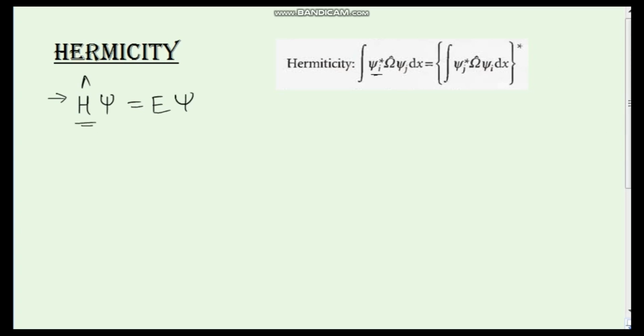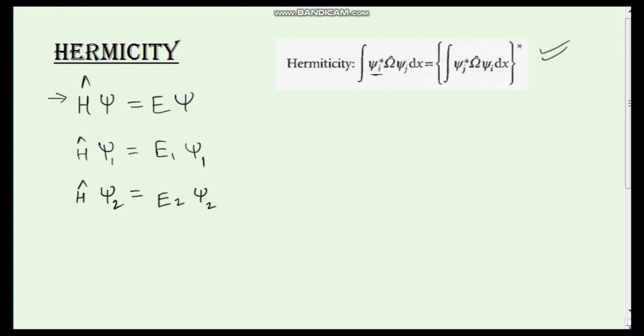Okay, and how do you know an operator is Hermitian? Let's see. A Hermitian operator will have this property. Suppose we have two wave functions. H cap psi 1 is equal to E1 psi 1, and H cap psi 2 is equal to E2 psi 2. It means the first wave function is at energy E1 and the second wave function is at energy E2. Let me just clarify this.